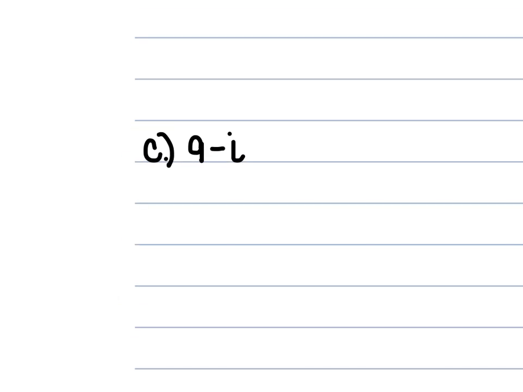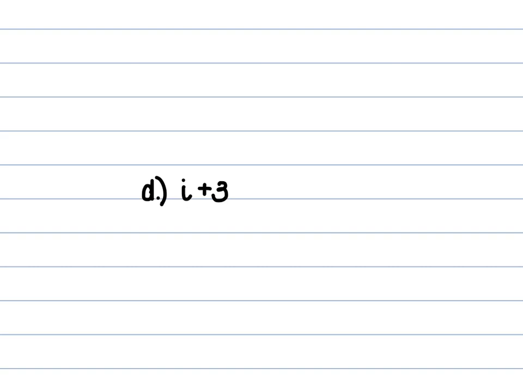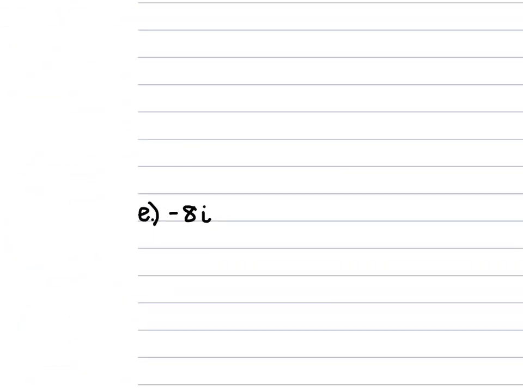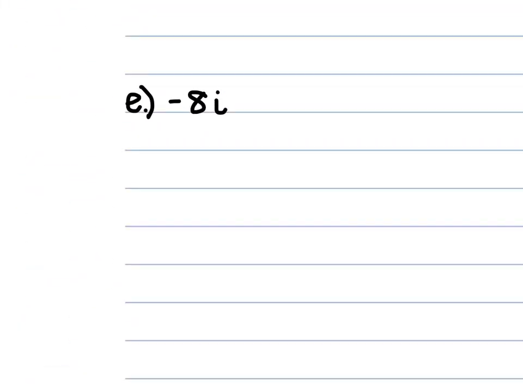For C, we have 9 minus i. Our real number comes first, so just change the sign there. It's going to be 9 plus i. And then D, we have i plus 3. Your real number there is the 3, so we're going to move this to be 3 plus i. And then we're going to just change the sign in the middle of the two to be 3 minus i. For our last one, E, we have negative 8. So the opposite of that is positive 8. And it's just going to be 8i.